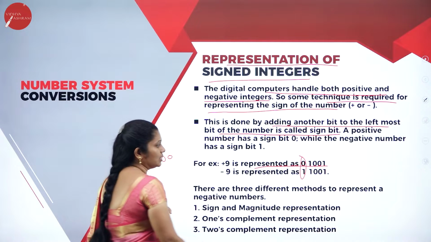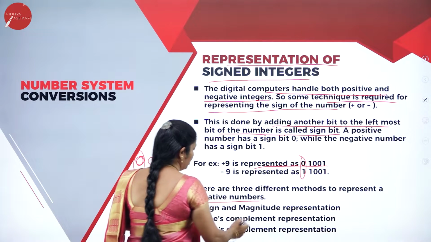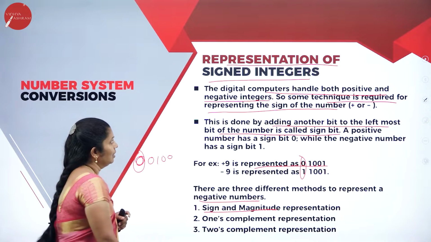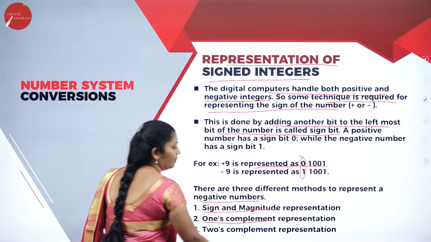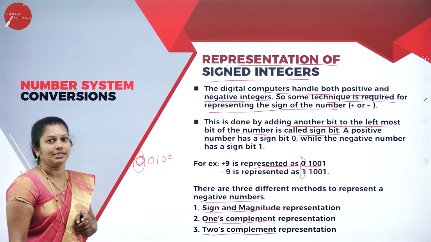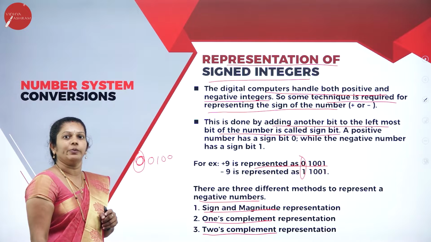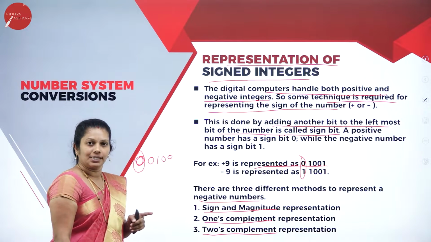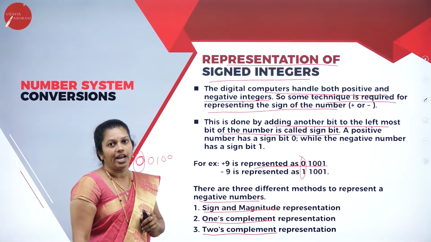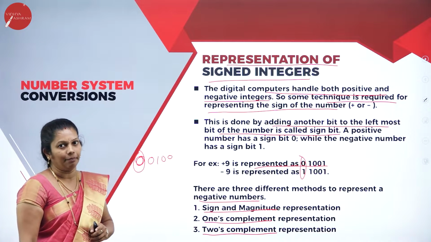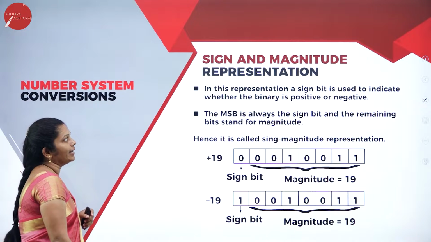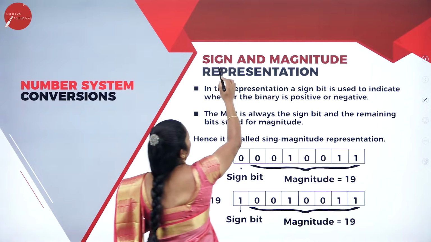There are 3 methods to represent a negative number. The first one is sign and magnitude representation, the second one is 1's complement representation, and the last one is 2's complement representation. In 3 methods we can represent: one by using sign and magnitude, one more by using 1's complement, and one more by using the 2's complement method. Now, one by one we will explain. The first one, sign and magnitude representation.